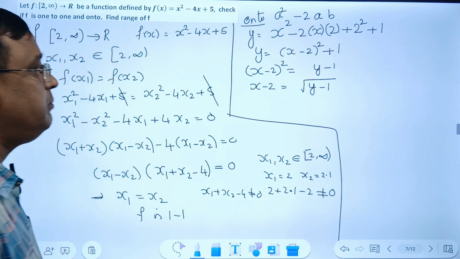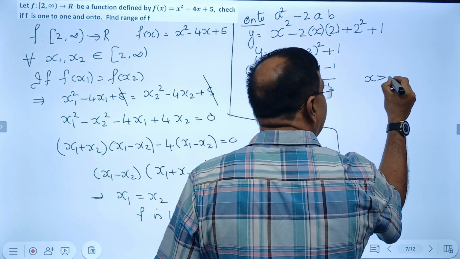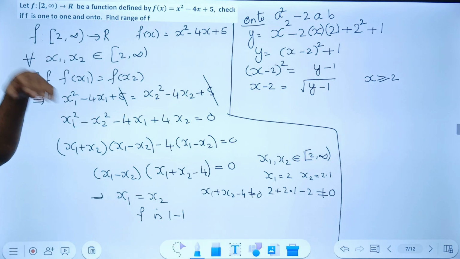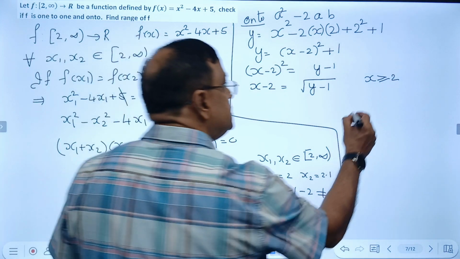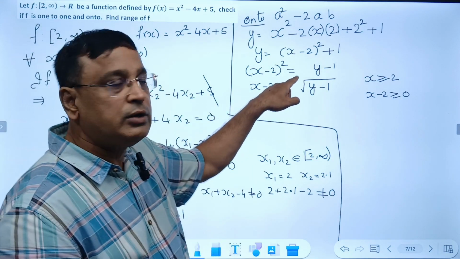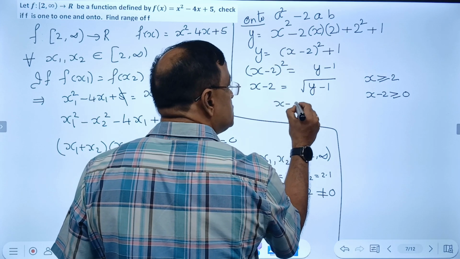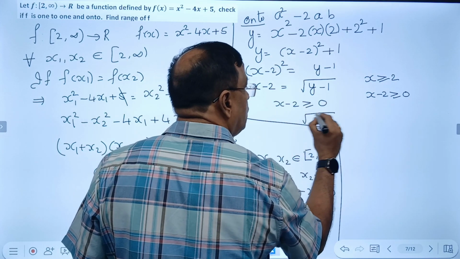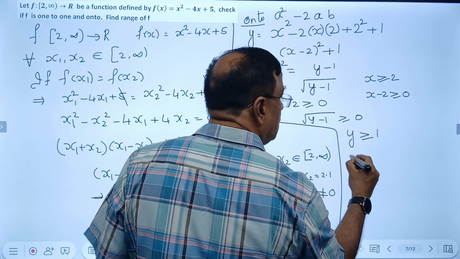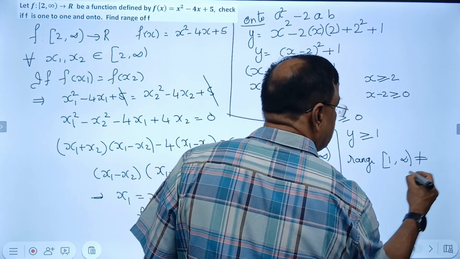Now why is it y minus 1? Why am I not taking plus or minus? Because x is greater than or equal to 2, because x belongs to 2 comma infinity. That means x minus 2 will be greater than or equal to 0. So since it is a positive number, I don't have to write plus or minus. Now clearly, since x minus 2 is greater than or equal to 0, root of y minus 1 will be greater than or equal to 0. Therefore y will be greater than or equal to 1. So my range will be 1 to infinity, which is not equal to the codomain.